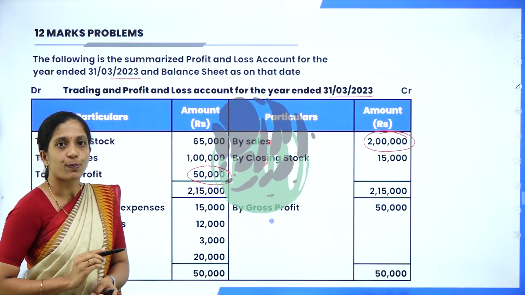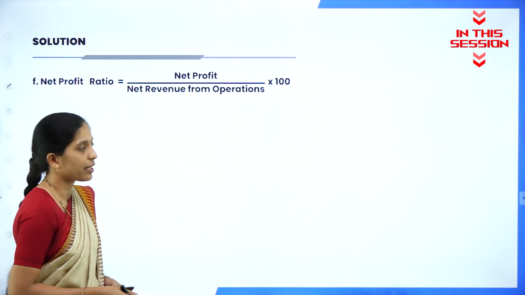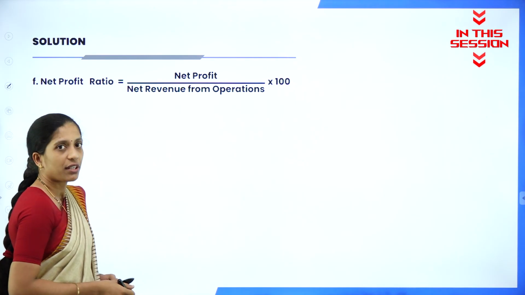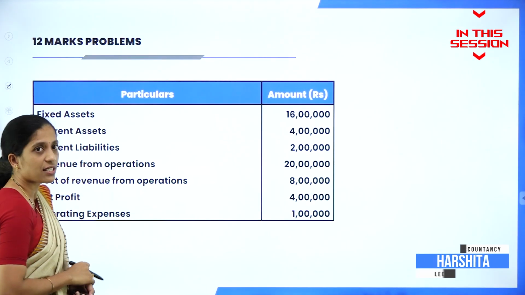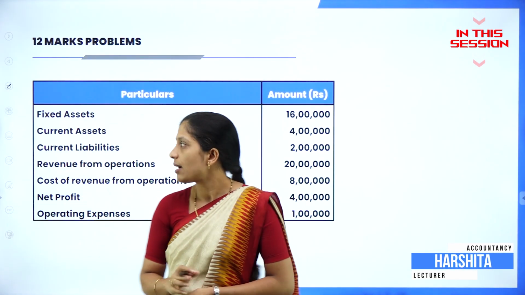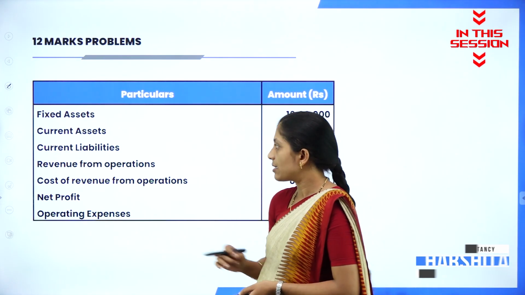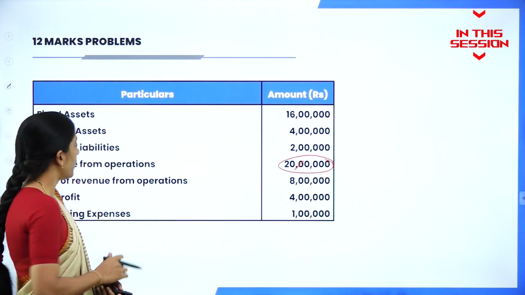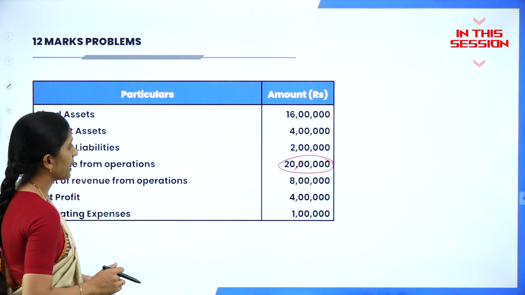Sales minus gross profit, we will get cost of revenue from operation. Net profit ratio, your formula is net profit divided by net revenue from operations into 100. Your formula is fixed assets plus current assets minus current liability, so that you will get the net assets. So how to find out gross profit? Revenue from operations minus cost of revenue from operations.